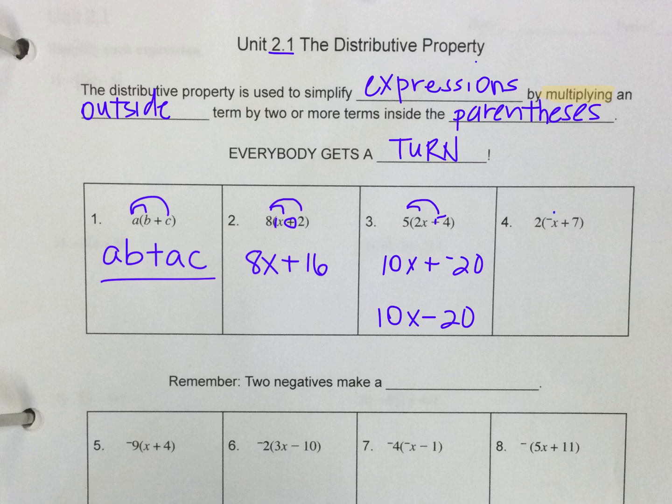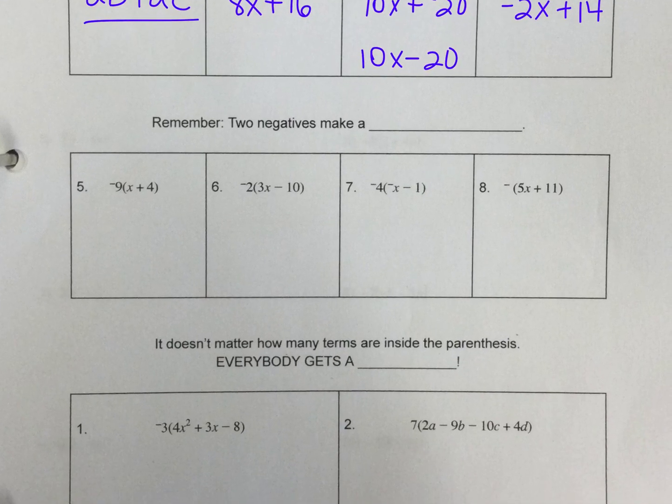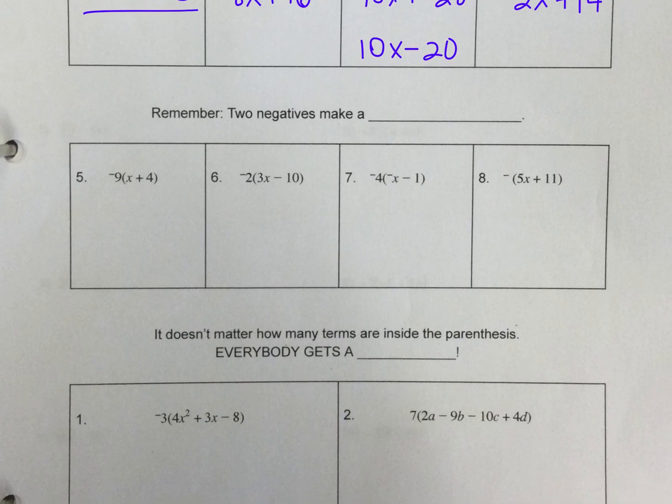I'm going to add a 1 right here in front of that x. 2 times negative 1x is negative 2x. 2 times 7, there's a plus in the middle, is positive 14. So, some things we have to remember when we're distributing is that two negatives always make a positive.